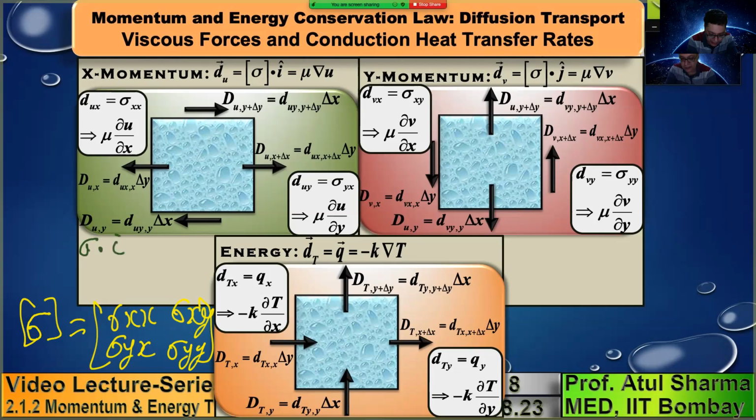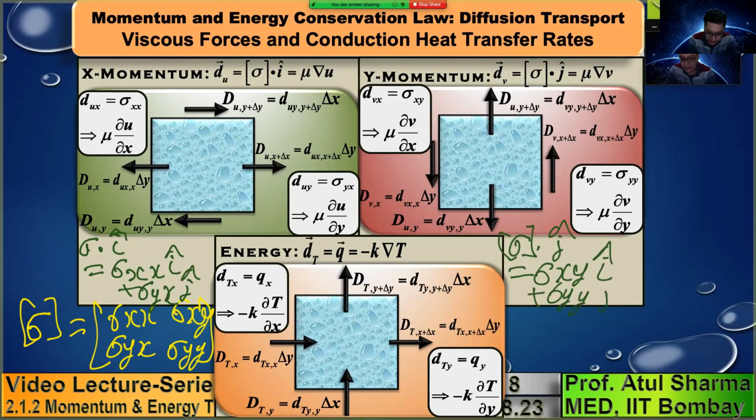Sigma dot i is equal to sigma, take the first column as shown here, sigma xx i plus sigma yx j. Whereas if you take sigma dot j, you get sigma xy i plus sigma yy j. This is the operation of a second order tensor with a unit vector, which converts the second order tensor to a vector.